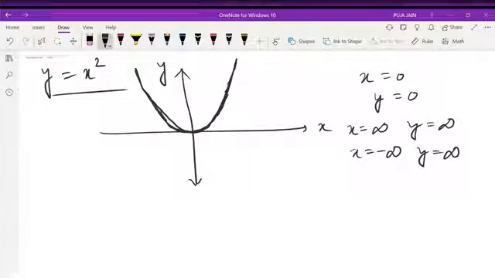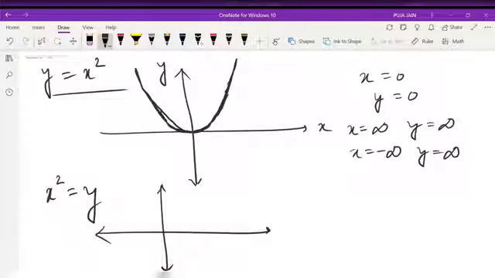Okay, now if I say x square equals y, then what will we get? We will get it in this way. This is x, this is y. If I say that x square equals y, then we will get it in this way.